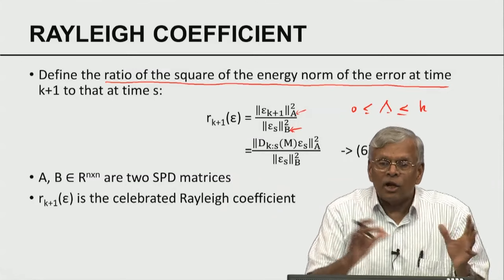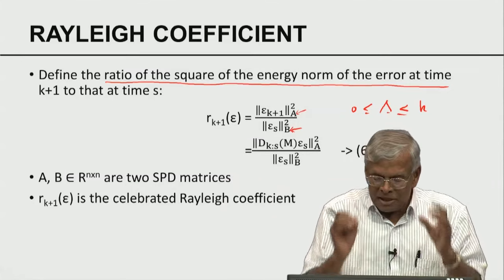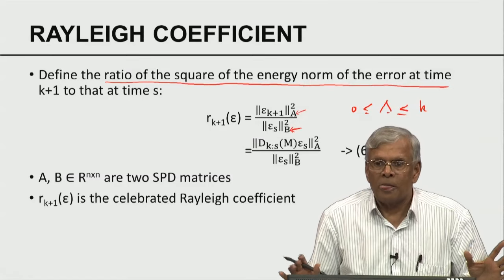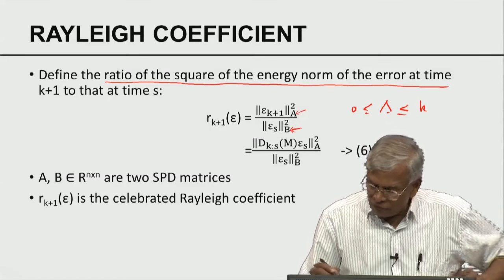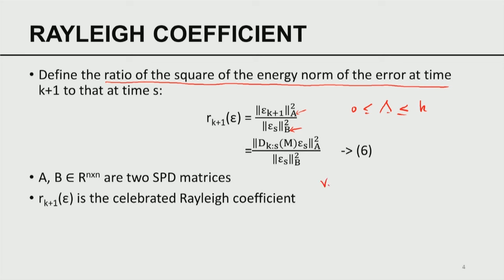Therefore, the Rayleigh coefficient, what is it? It is simply the ratio of quadratic forms. What is the quadratic form? The numerator: R_{k+1}(ε) is essentially equal to ε_{k+1} transpose A ε_{k+1}, divided by ε_s transpose B ε_s. That is exactly the relation that's involved here.